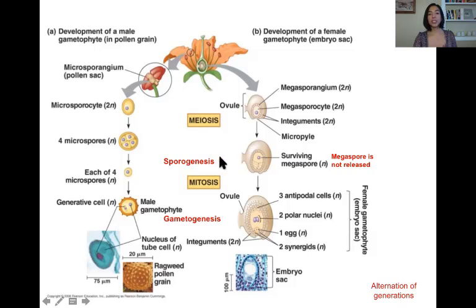This is the sporogenesis, the formation of the spores, right? They go from diploid to haploid, which is what we define as sporogenesis. And then the consecutive mitotic divisions to form these gametes. The sperm cell is 1 gamete, and the egg is another gamete. It's the female gamete. That's the gametogenesis.